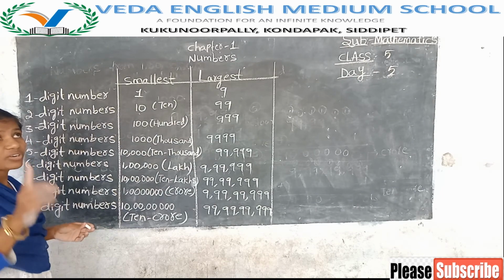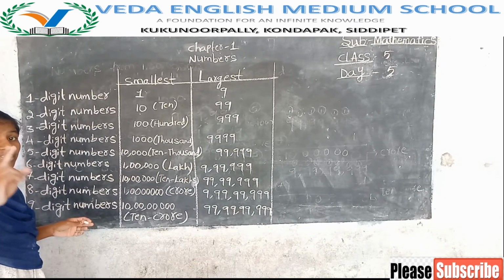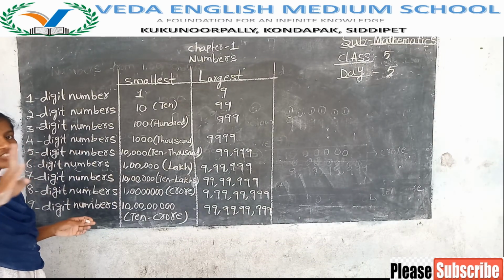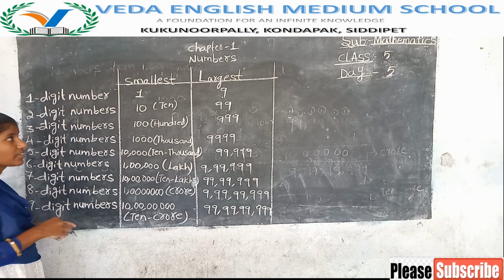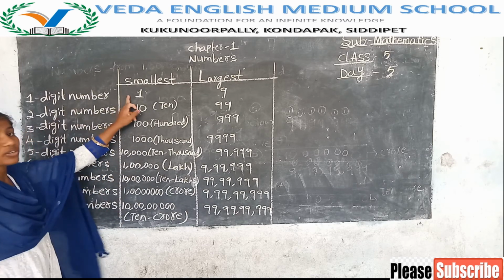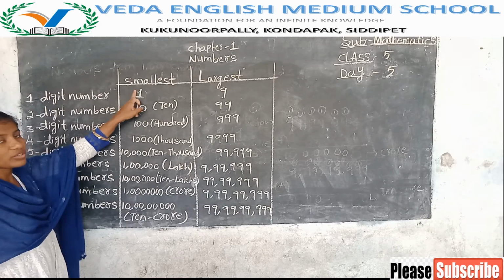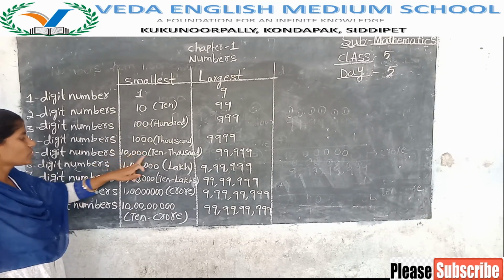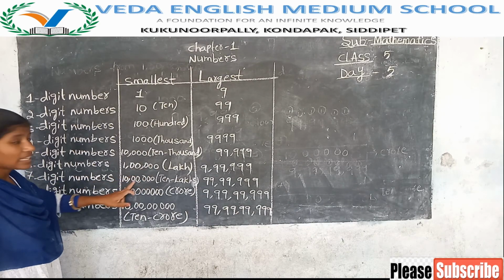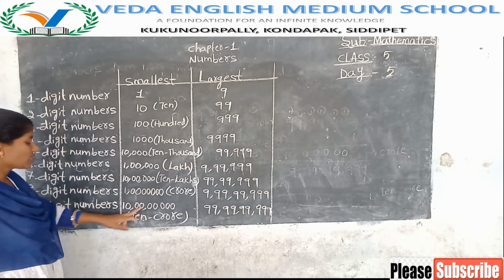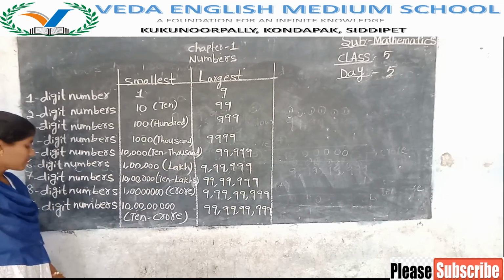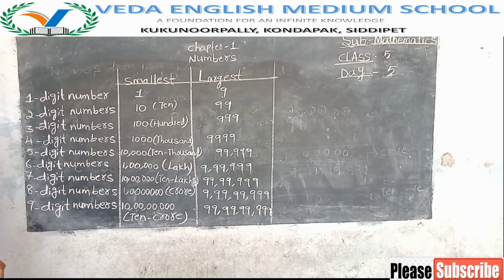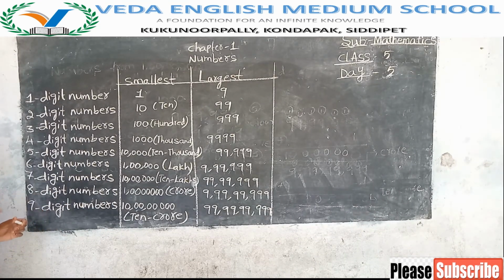That means the largest numbers are always in nines only. If I ask 1 digit, only one 9. 2 digits, 2 nines. 3 digits, 3 nines. 4 digits, 4 nines. In the smallest numbers, only the zeros are increasing. In 10, 1 zero. In 100, 2 zeros. In 1000, 3 zeros. In 10,000, 4 zeros. In lakh, 5 zeros. 10 lakhs, 6 zeros. 1 crore, 7 zeros. 10 crores, 8 zeros. This is a table about smallest and largest numbers.